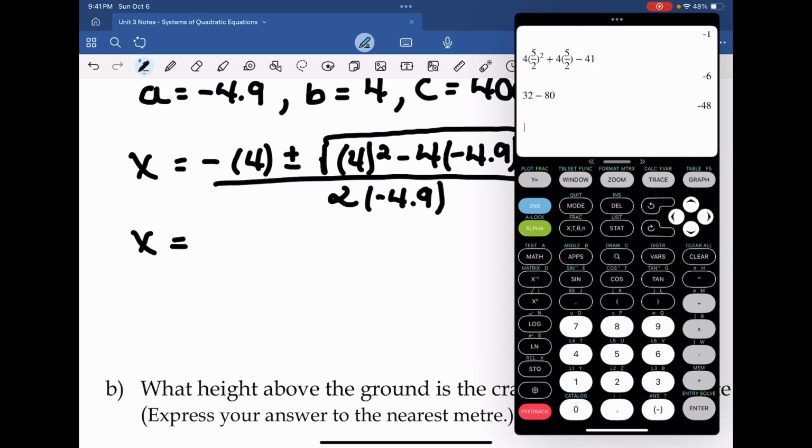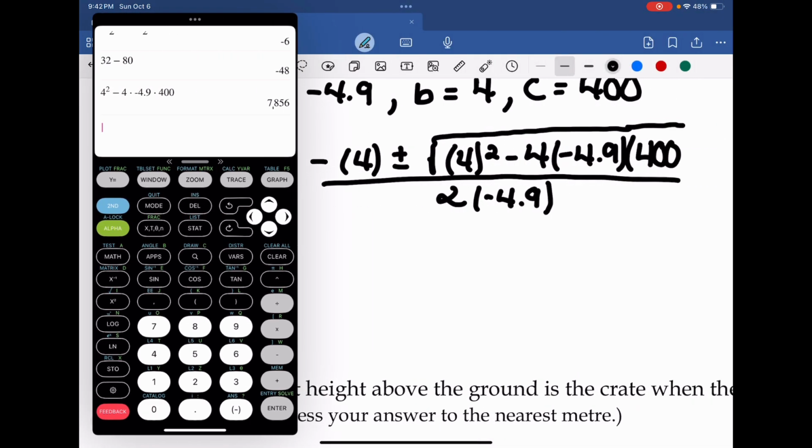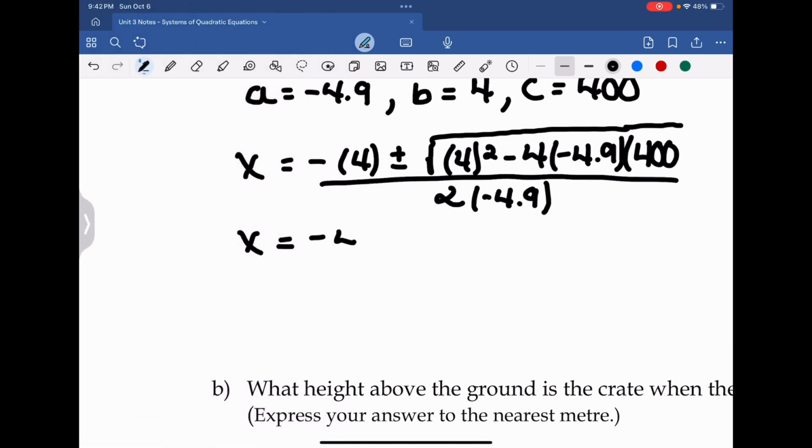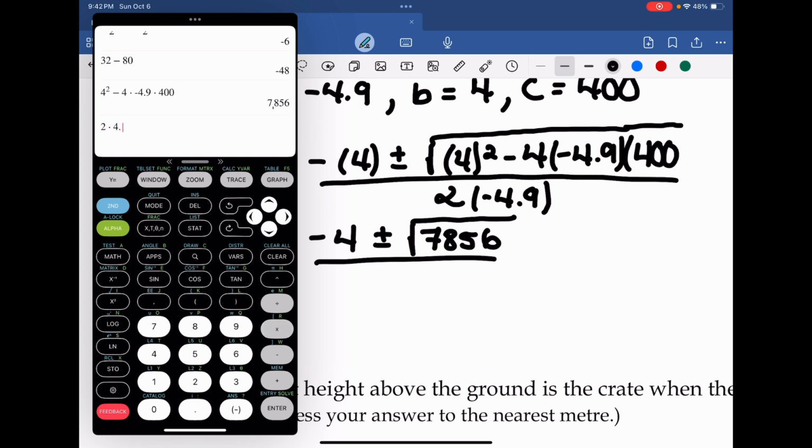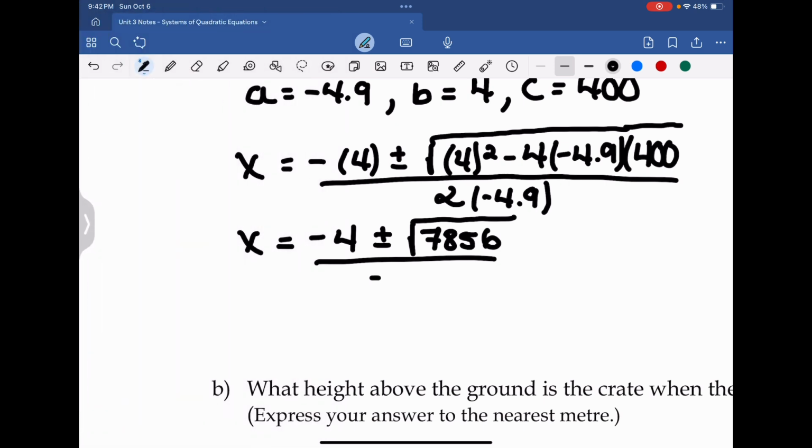If I type this in, first and foremost, let's simplify the radical. Everything else we're going to keep the same. I just want to see what this radicand, or the part under the radical, becomes: 4 squared minus 4 times negative 4.9 times 400. This should give us a larger positive value, and we're just going to bring it off to the side here. This is going to give us 7,856. So plus or minus the square root of 7,856, all divided by 2 times 4.9. 2 times 4.9 will give us the 9.8, and it's going to be negative.